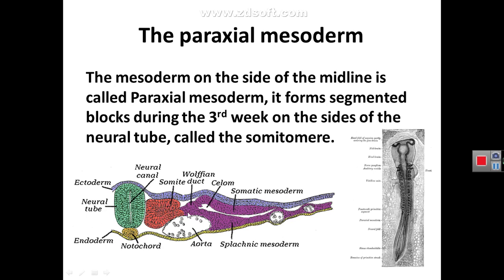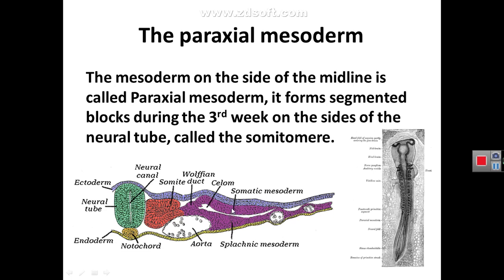And more lateral to this compacted mesoderm on the side of the midline, which will form the somite, the mesoderm will be called the intermediate mesoderm. And if you go further laterally, you will find that the lateral part of the mesoderm is dividing into two layers separated by a cavity. These two layers are referred to as layers of the lateral plate of mesoderm.